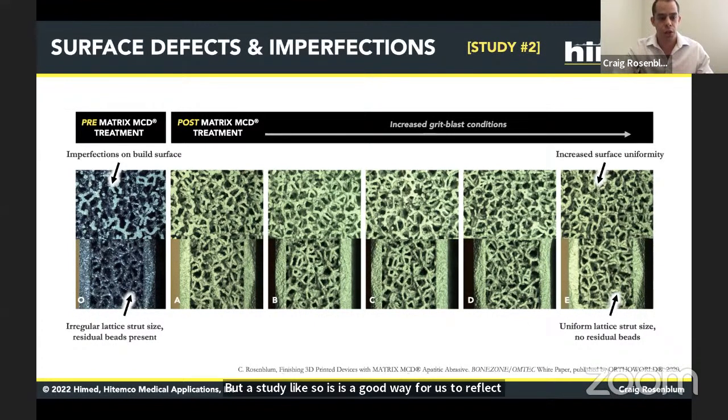So the image on the leftmost side is a 3D printed spinal cage that has not been post-processed. This is what it would look like following an anodizing process, following the additive print. And you can certainly see that there's quite a few imperfections on that build surface as the cage is printed. On that build plate, there's a lot of defects, as well as some irregularities within the strut size. And certainly the residual beads that I just discussed earlier are present.